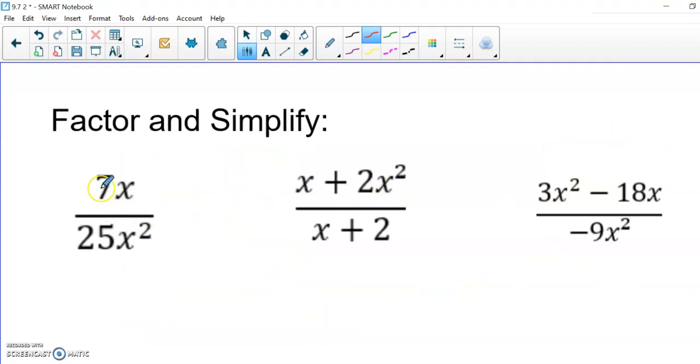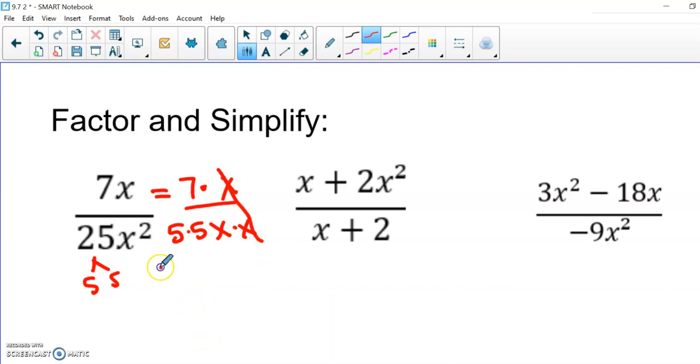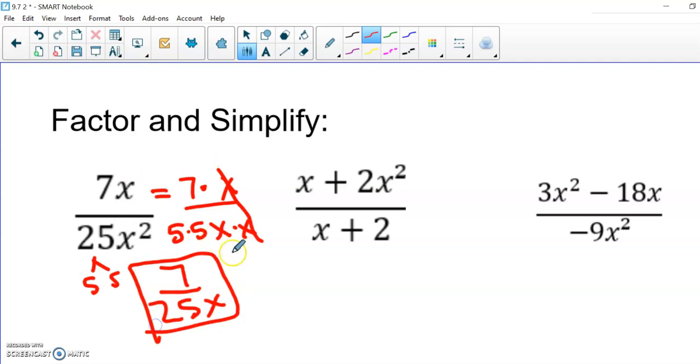All right, here we go. Factor again. If you can look at it and see right away, go ahead and do that. If you can't, what is 7 times x? 7's prime, so it's just 7 times x. If we factor 25x squared, it's 5 times 5, and x squared is x times x. What do they have in common? Just 1x. That's it. So we're back to 7 over 5 times 5, or 25x, okay? Only what they have in common when you multiply.